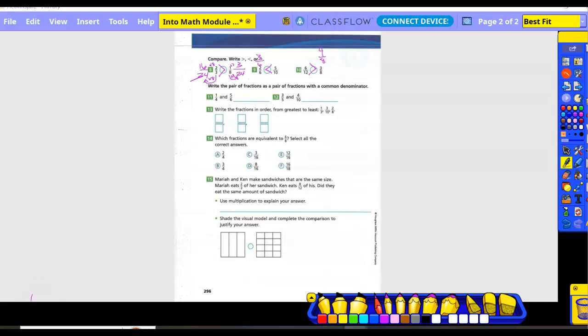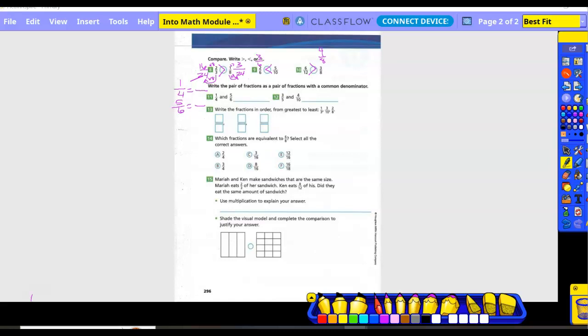Okay, so 11, write the pair of fractions as a pair of fractions with a common denominator. So what's going to be my common denominator for these? So I'm going to have 1/4 equals something and 5/6 equals something. What's going to be my common denominator for both of those? What is a multiple that 4 and 6 share?